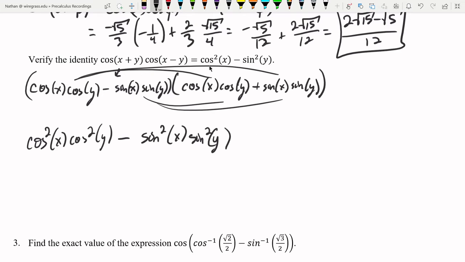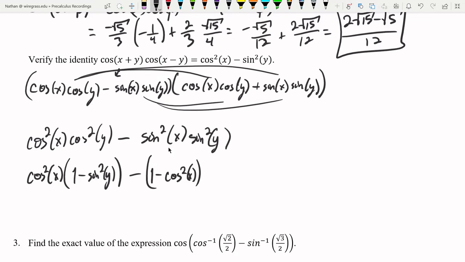And we know we want to have cosine squared x minus sine squared y. So to do that, I'm going to change this sine squared x into cosine and this cosine squared y into sine, because I want sine to have y, cosine to have x. So cosine squared x is the same. This is now going to become 1 minus sine squared y. Then I'm going to have 1 minus cosine squared x. Change that one over here. And then sine squared y remains the same.